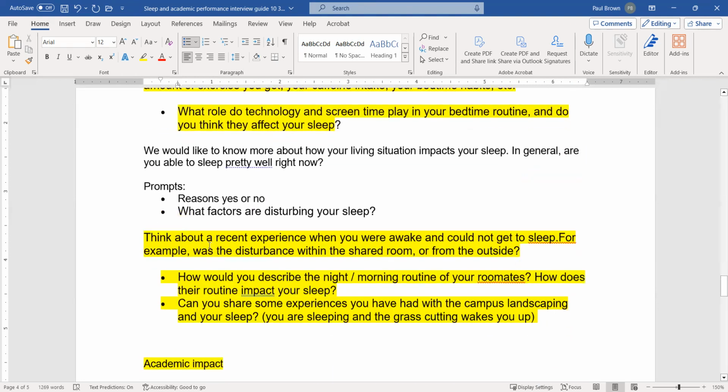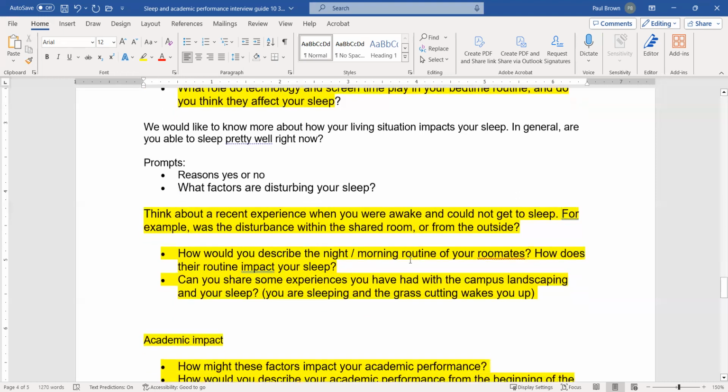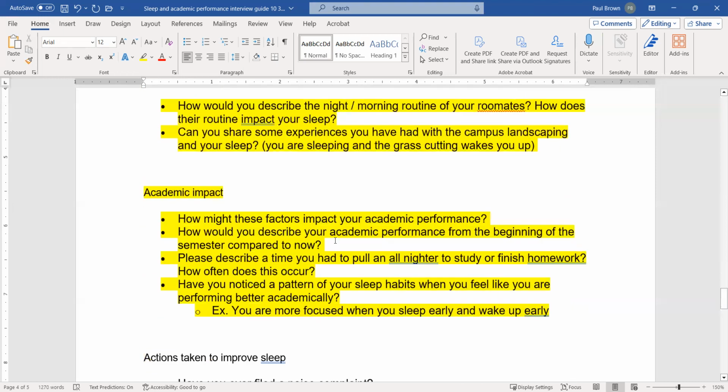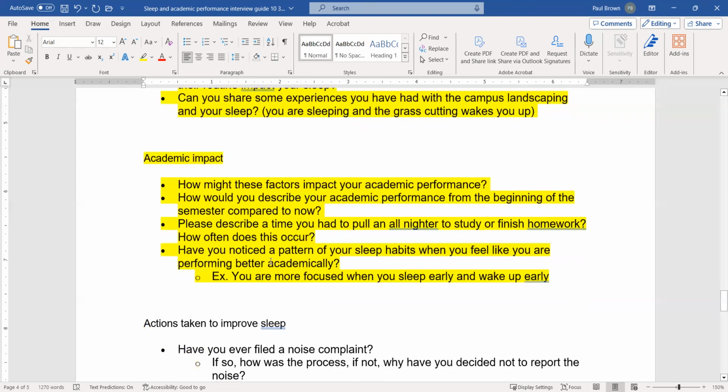And then this one, a recent experience where you could not get sleep, for example, was the disturbance within your shared room or from the outside? So that one seems okay. And then academic impact. How does this impact your academic performance? Is that kind of what you're trying to get out of the environment? Okay. All right.